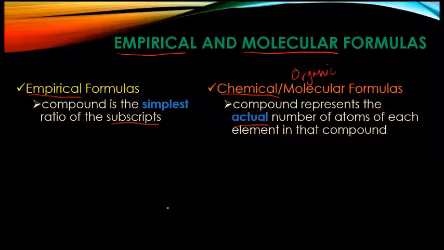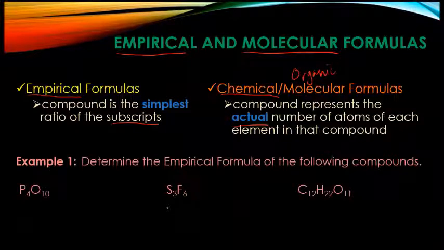So example, determining empirical formulas, looking at chemical formulas over here like tetraphosphorus decoxide, and this one right here in the middle is trisulfur hexafluoride, and then this one over here is just sucrose, which is table sugar, stuff that you put in your coffee or you bake with, that kind of sugar.